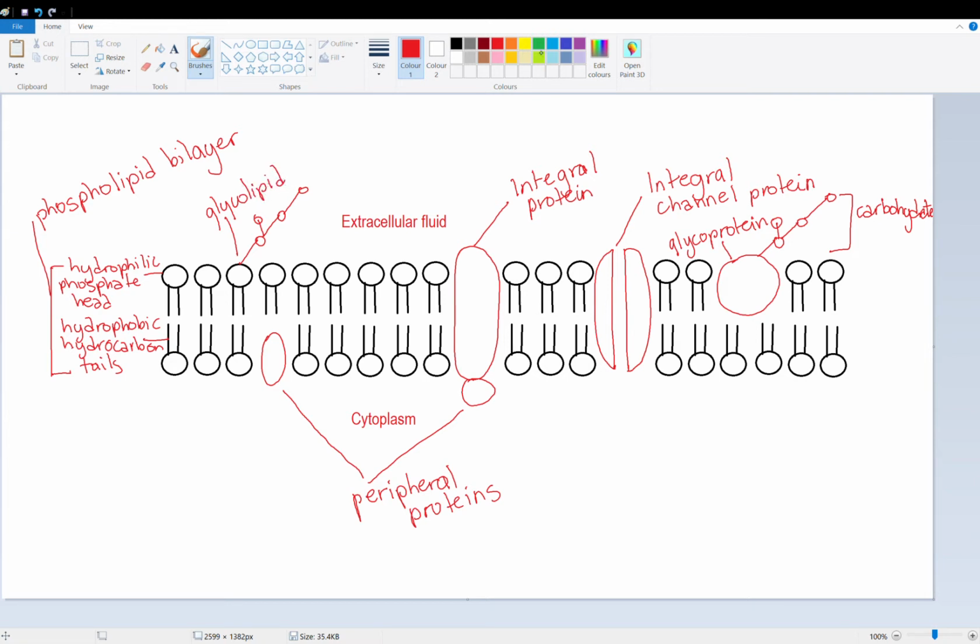And then last but not least, we can get our cholesterol, which sits in between our little phospholipids here. So I'm just going to represent that with some green squiggly lines. So that is our cholesterol. And that is how we draw the fluid mosaic model.